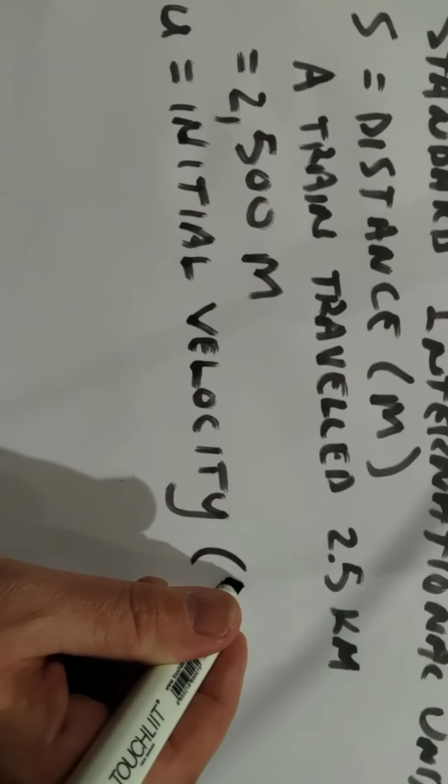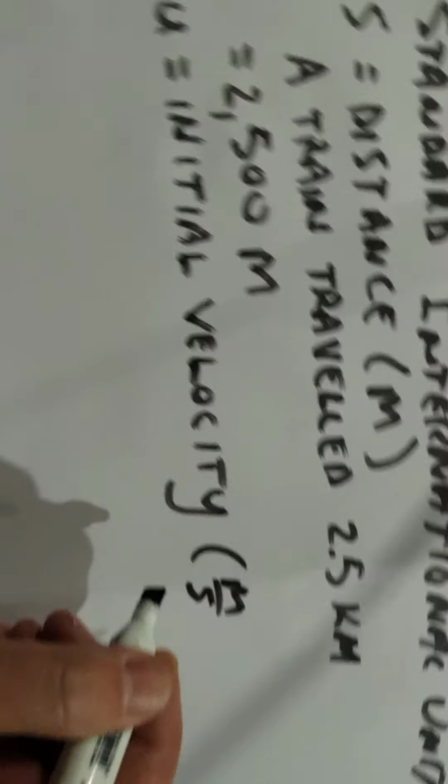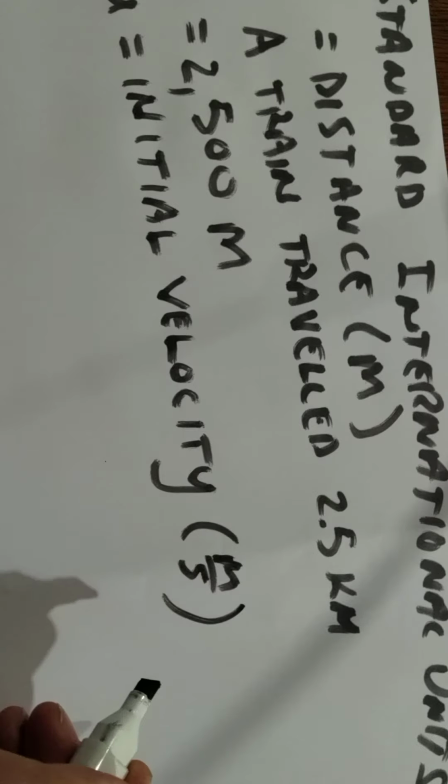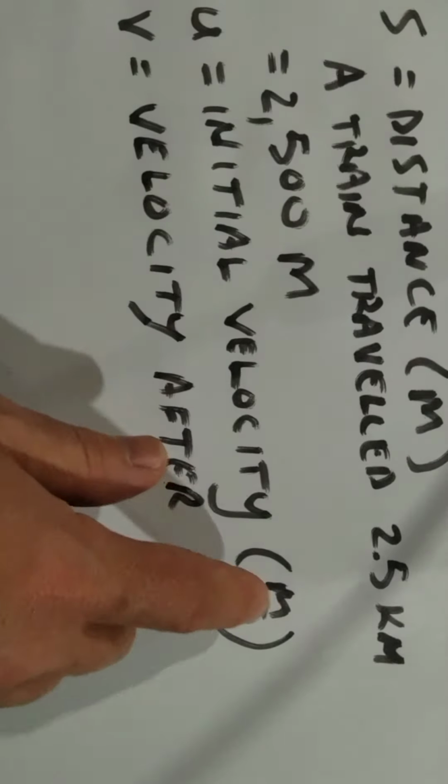U is equal to the initial velocity. Now, whenever we deal with velocity, we're going to be using meters per second. And like I said, always keep your units consistent. So we're using meters for S, for distance, and we're going to use meters per second for velocity. Okay, V is velocity after a certain amount of time. So if they say a train was traveling for like 15 seconds or so, you're going to use V for that. And that's also in meters per second.